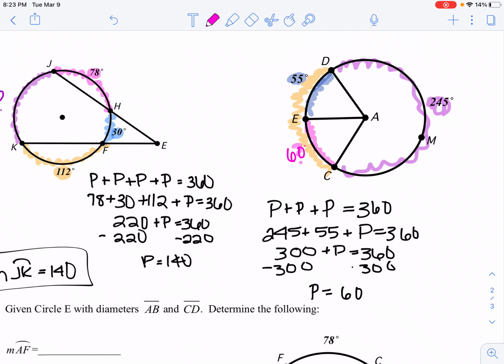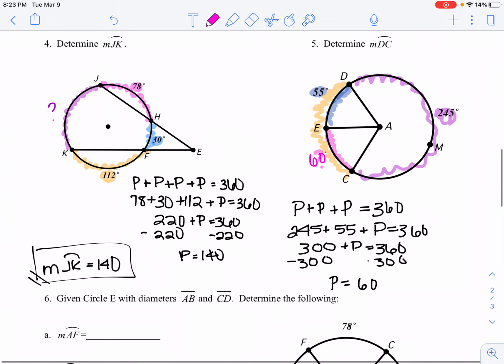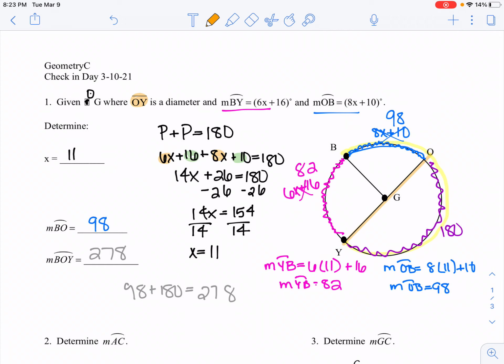But the question was to find the measure of arc DC. So I still have to find that measure of arc DC. That's my question, that's my whole. And if you look at that measure that I have, it's made up of 2 parts. So the measure of arc DC is going to be adding those 2 parts, 60 plus 55.